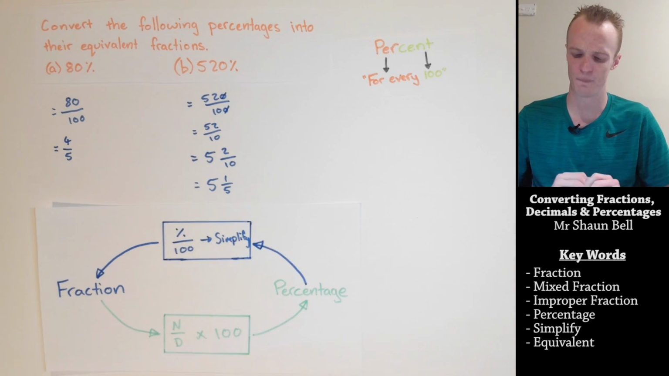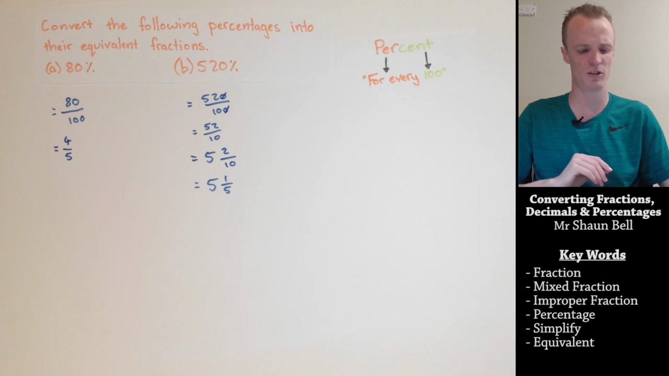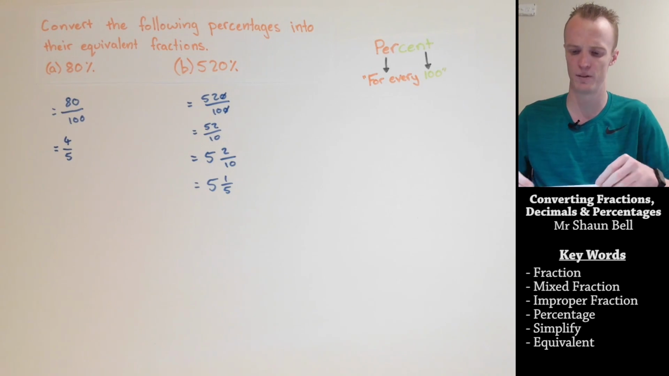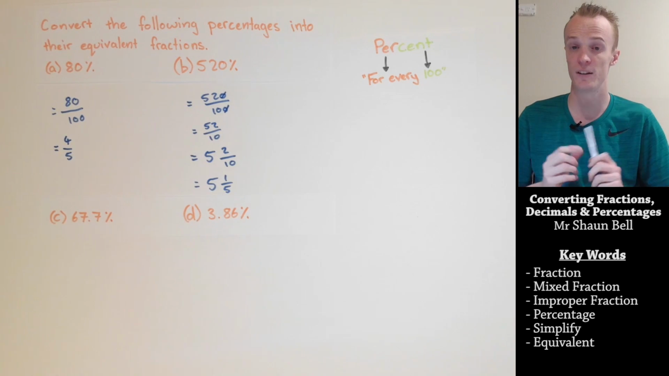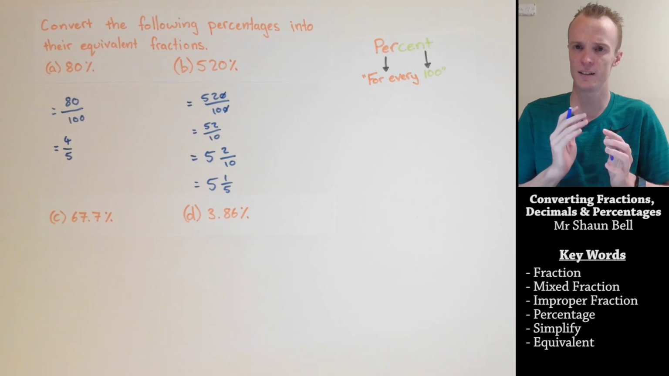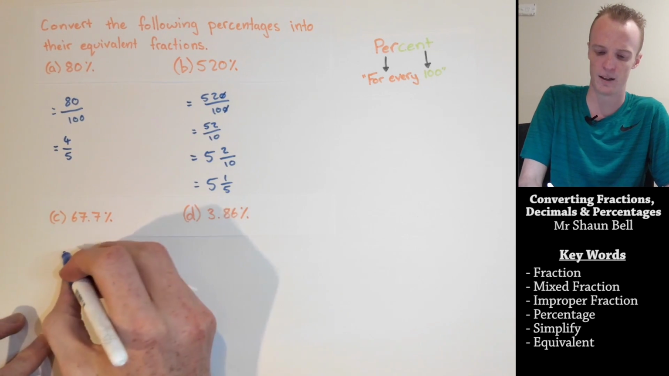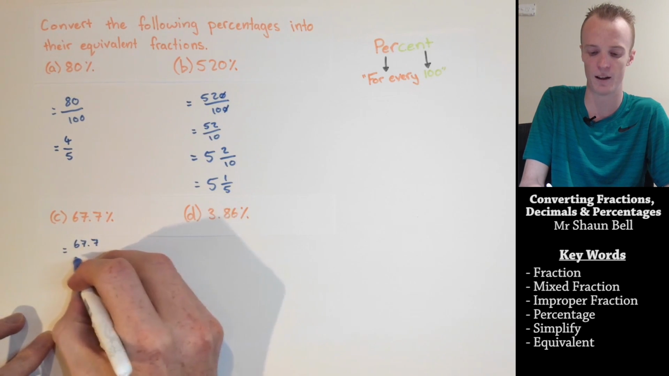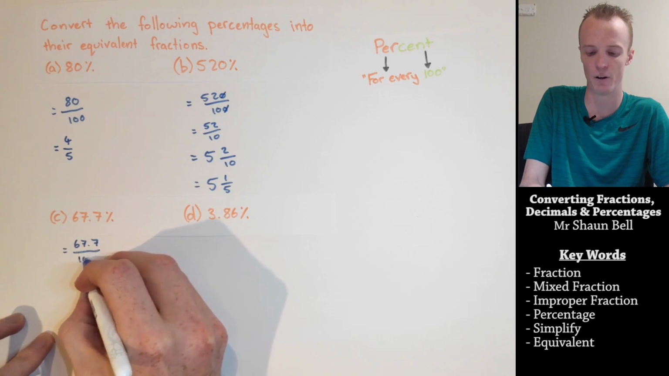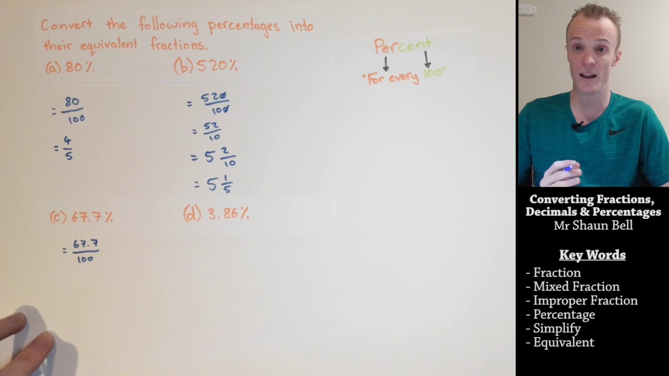Okay, so now we've got that. Sometimes percentages aren't always whole numbers. So what happens if we have a percentage that is a decimal? Well, let's start with the same thing. Let's take that percentage, which is 67.7 here, and put it out of 100. We now have this percentage as a fraction.